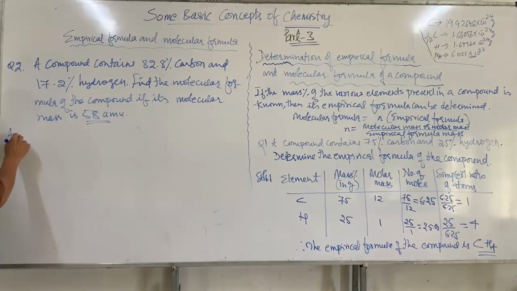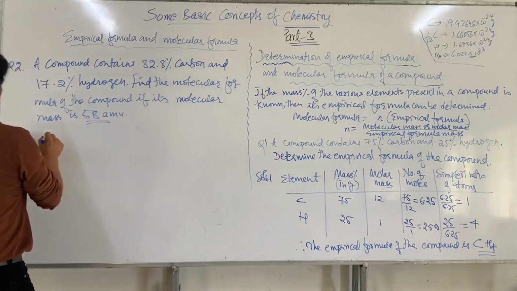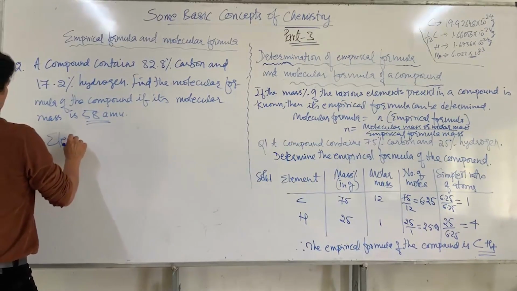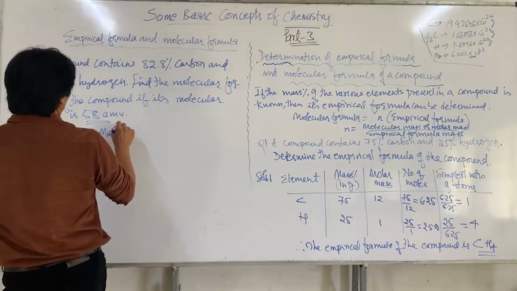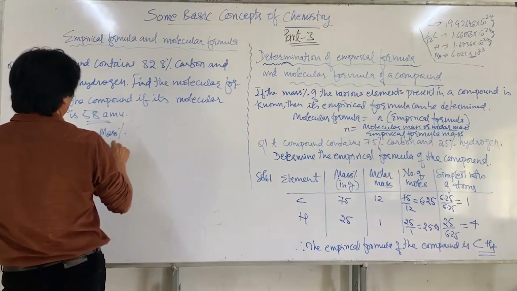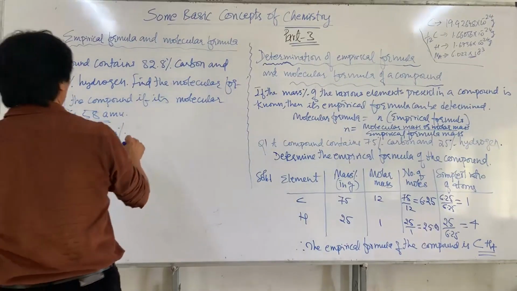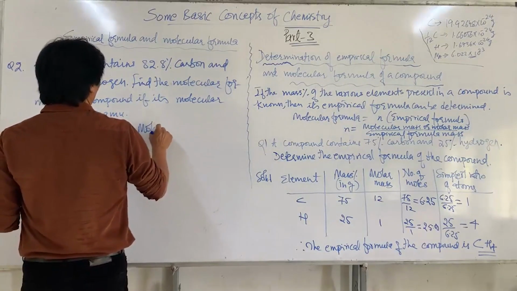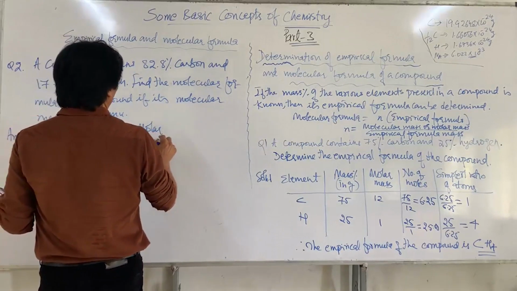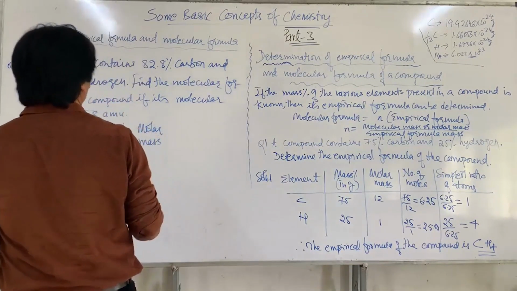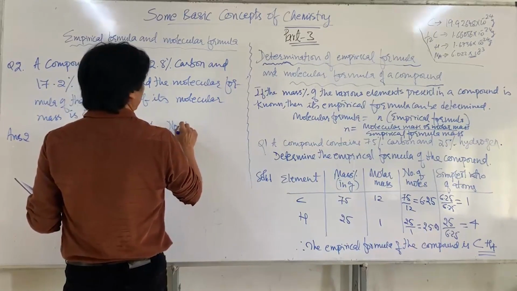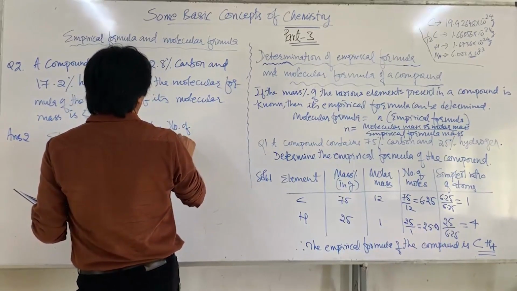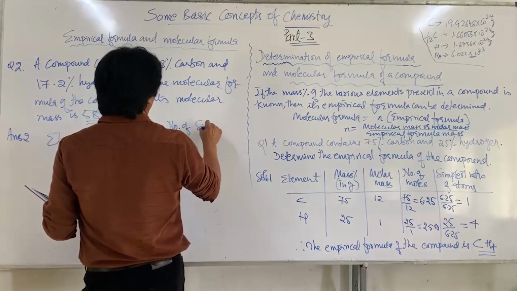So, the answer or your solution here, right? You will write element here, then you write the mass percent, that is in grams. Then you have the molar mass of the elements, and then the next is number of moles, and finally it is the simplest ratio of atoms.